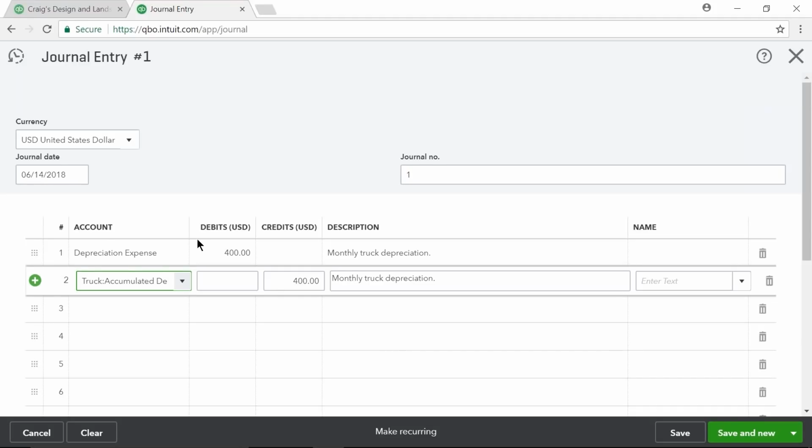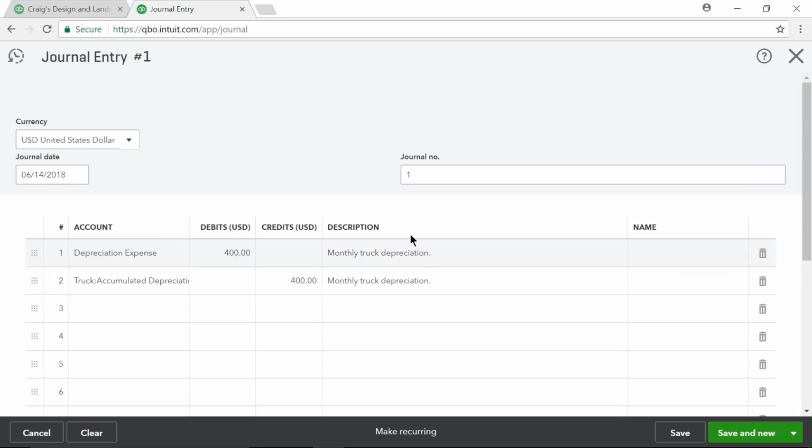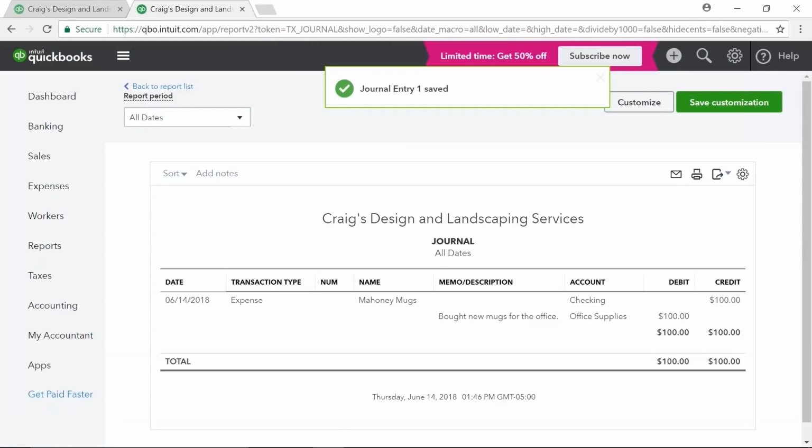And that's what this journal entry does. It's going to lower the asset value of accumulated depreciation, and it's going to increase the amount of depreciation expense on our profit and loss statement. Notice that the description is still the same, so it copies over the description from the first one. We didn't have to enter it multiple times. And now whenever I save and close this, we're going to re-record that journal entry.